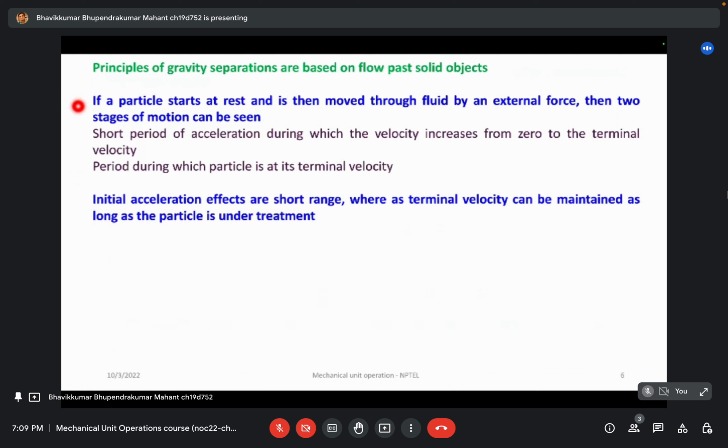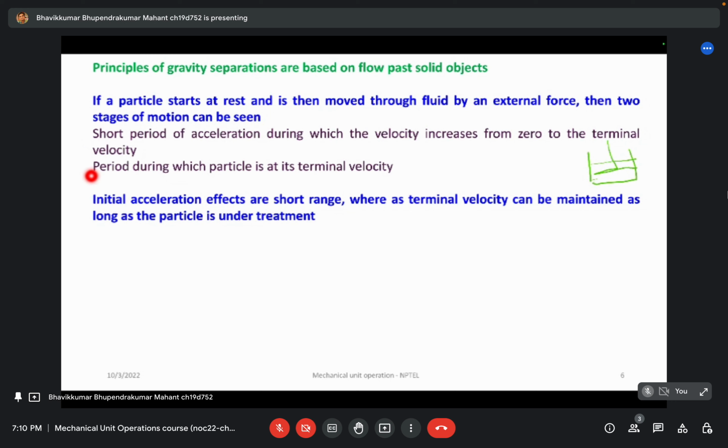Here it is mentioned that if a particle starts at rest and is then moved through a fluid by an external force, then two stages of motion can be seen. When we start, the solid particle will obviously be at rest, and then you provide the agitation. Then two different motions take place. In the first, a short period of acceleration increases the velocity of the solid particle from 0 to the terminal velocity. Terminal velocity is the velocity where you will not get any more acceleration. It is a constant velocity for the settling of the particle. We discussed this concept before.